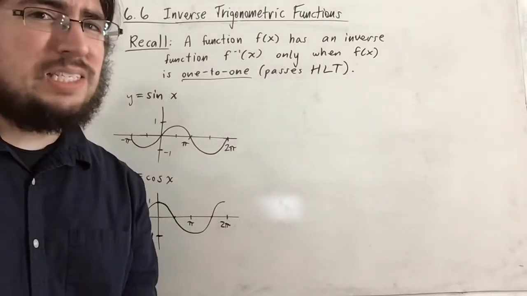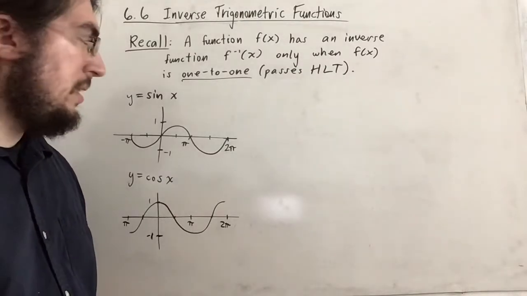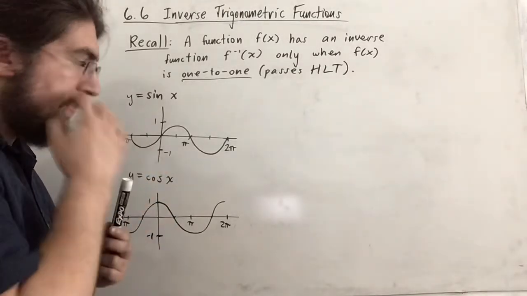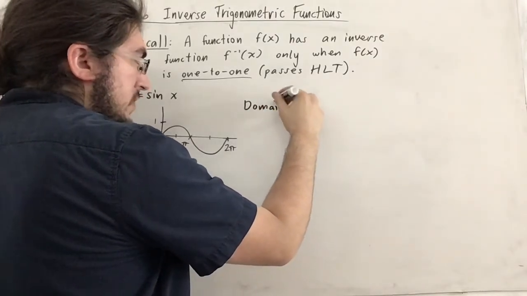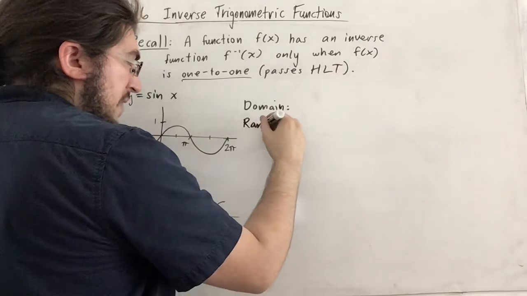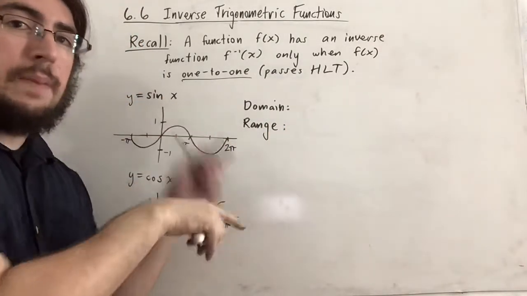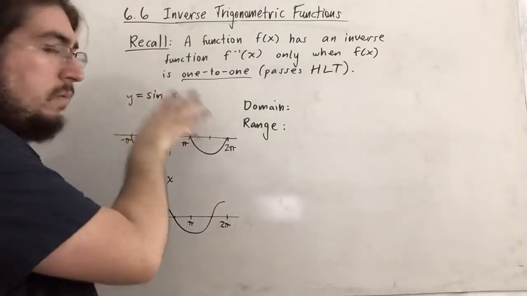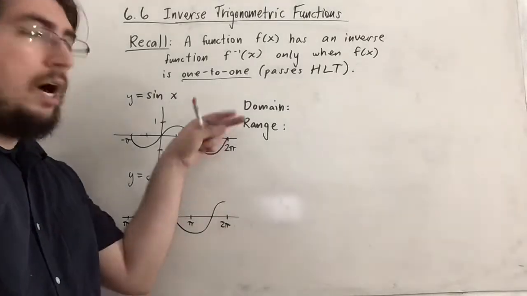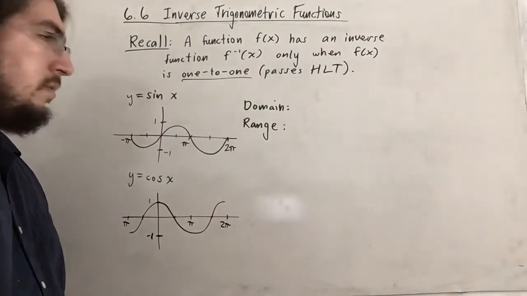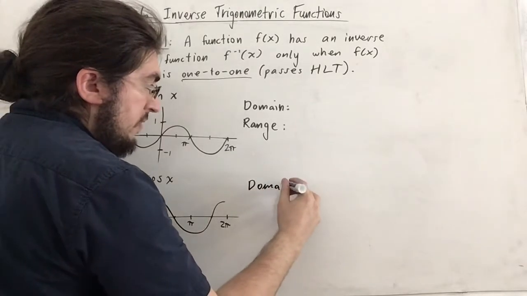Now, cosine and sine fail the horizontal line test tremendously. There is something to kind of note here, though. So I'm going to talk a little bit about domain and range for a second. And if you recall from inverses, domain and range of an inverse function is the opposite way around. So if the function sine of x has a certain domain and range, its inverse, if it has an inverse, would have opposite range and domains. But we'll see that shortly. So I'm going to talk a little bit about the domain and range for each one of these.